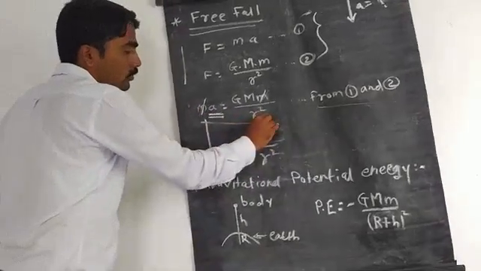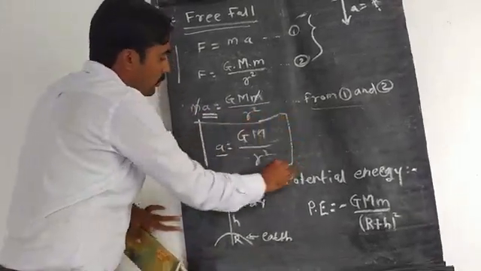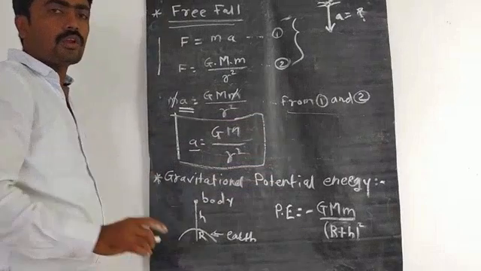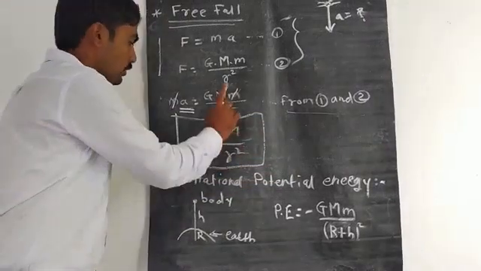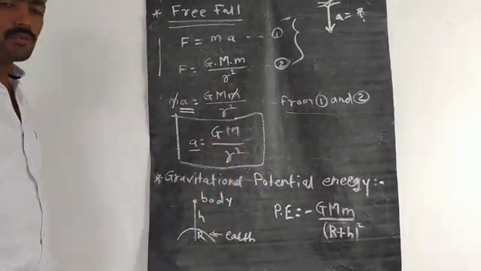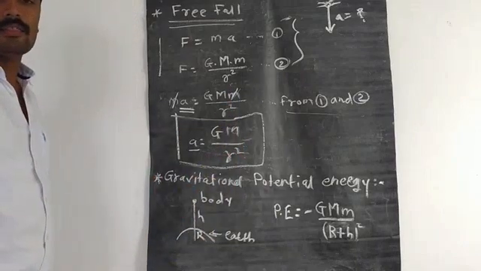Therefore, the acceleration is equal to G M upon r square. What is the formula for the acceleration? G M upon r square. Therefore, this is the formula for the acceleration.